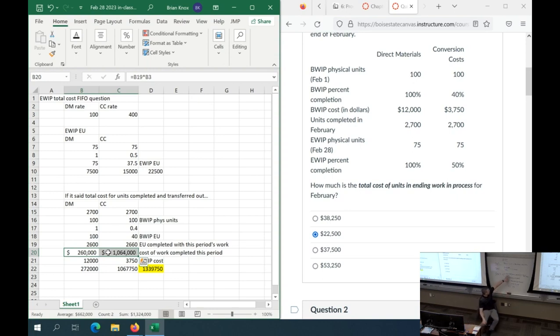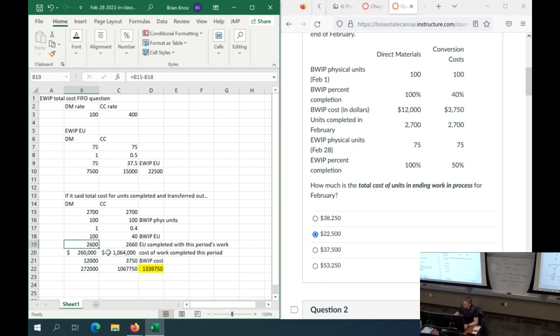However we came up with those $100 and $400 rates, the numerator for direct materials would have been 260,000 plus whatever we ended up with in ending WIP. I'm totalizing this the way I shouldn't. Anyway, we'll go back a step.